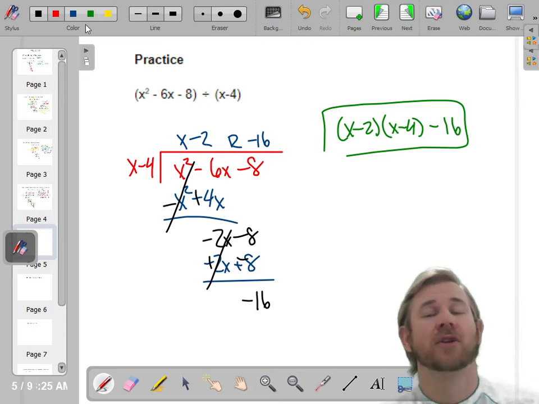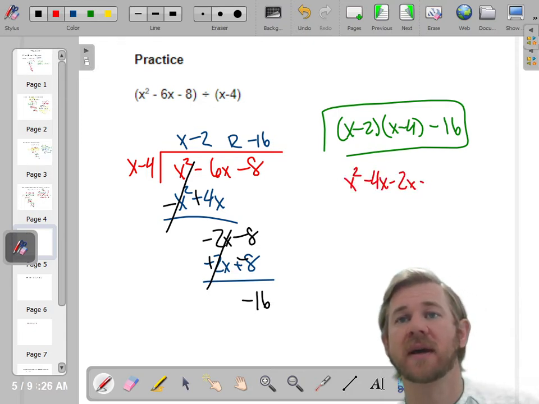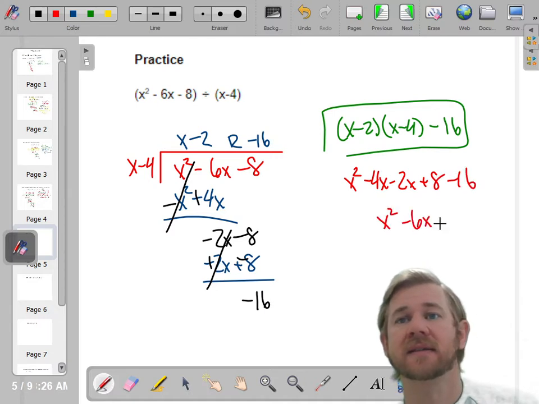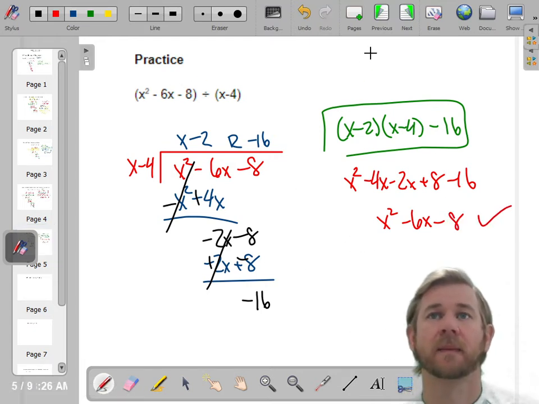But again, you should always practice checking it. X squared minus 4x minus 2x plus 8 minus 16. That's negative 6x. And then 8 minus 16 is negative 8. X squared minus 6x minus 8. Awesome. I did it right.